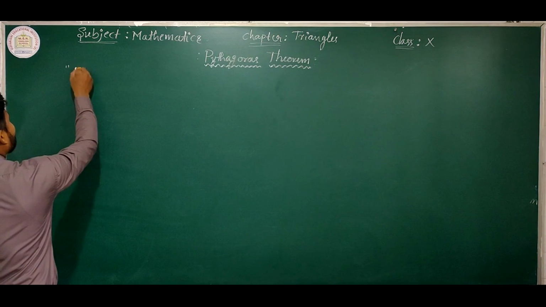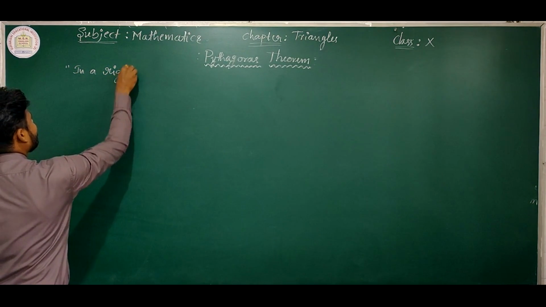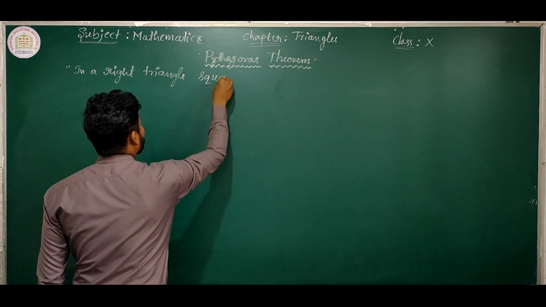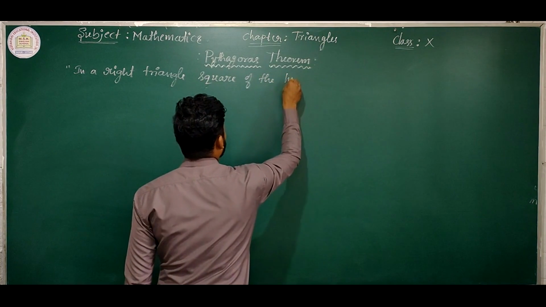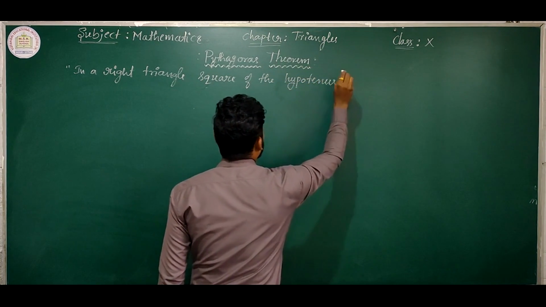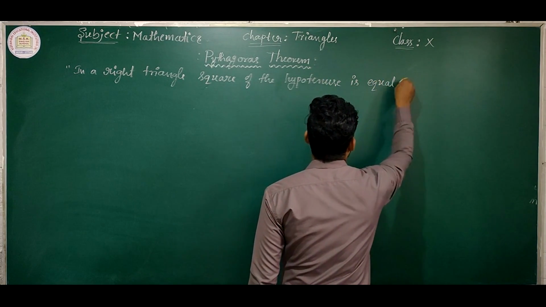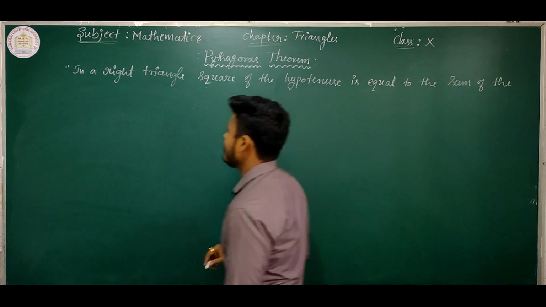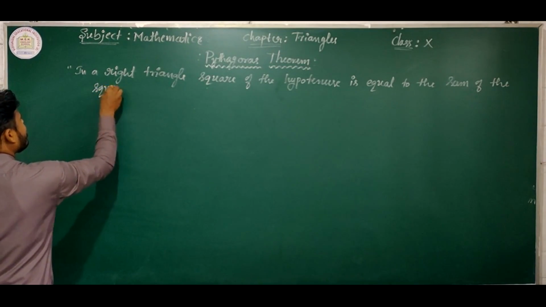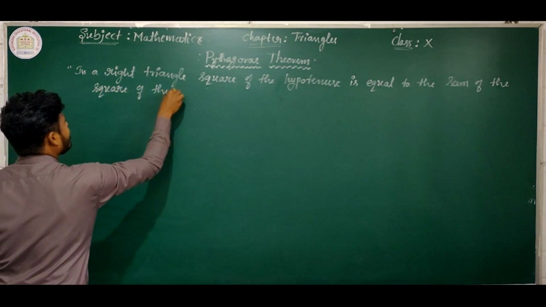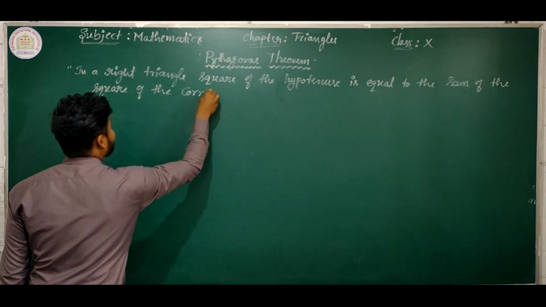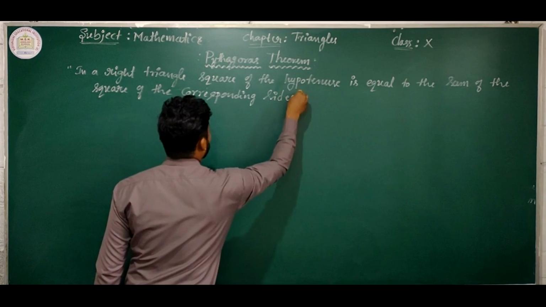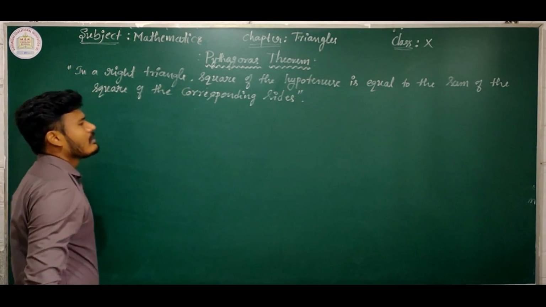The statement is, in a right triangle, square of the hypotenuse is equal to the sum of the square of the corresponding sides. So this is the statement for Pythagoras theorem.